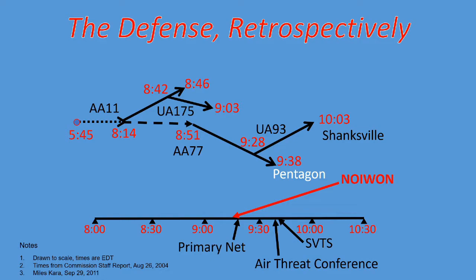All those national-level actions, NOI-1, Primary Net, Air Threat Conference, SVTS, was in time to take advantage of the one time that bits and pieces of electronic information were available. At 9:10, information existed to offer some protection to the nation's capital. No policy, procedure, or mechanism existed to take advantage. Here is what happened at 9:10.